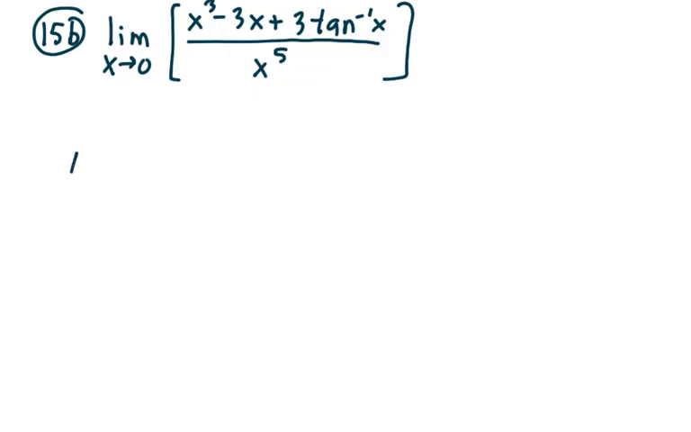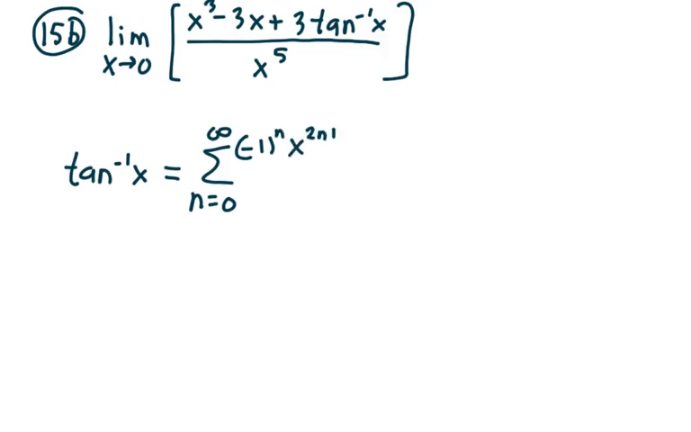Okay? Now, let's take a look at arctangent x. All right? Now, this is equal to the following. It's the summation from n equals 0 to infinity of negative 1 to the n, x to the 2n plus 1 divided by 2n plus 1.